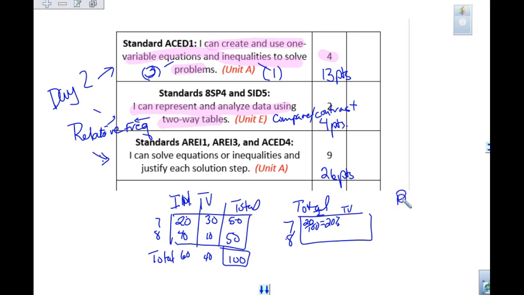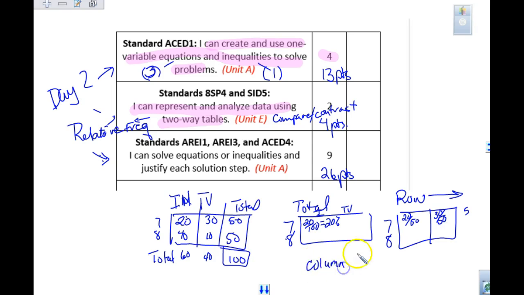If I asked you to do by the row, that means that when you look at your 2 categories of 7th and 8th grade, I'm going to divide the 20 by 50, and then I'm going to divide the 30 by 50 to get those numbers, right? That's getting relative frequency by the row. And if I asked you to find relative frequency by the column, then you would have divided by the 60 and the 40. So on the final, you're going to have to find relative frequency.